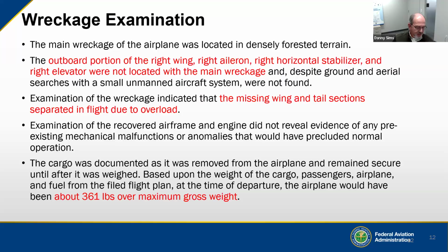The recovered airframe and engine were examined. There was no evidence of pre-existing mechanical malfunctions or anomalies. The cargo was secured and removed from the aircraft, and it was weighed, and it was found that the airplane was about 361 pounds over the maximum gross weight. According to the FAA Pilot's Handbook of Aeronautical Knowledge, an overloaded airplane may exhibit unexpected and unusually poor flight characteristics, including reduced maneuverability and an increased stall speed.